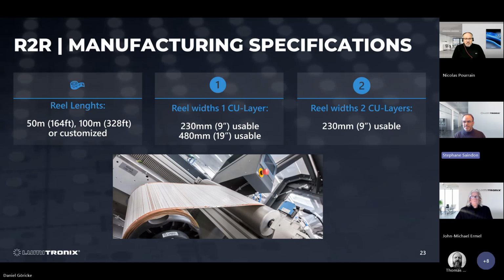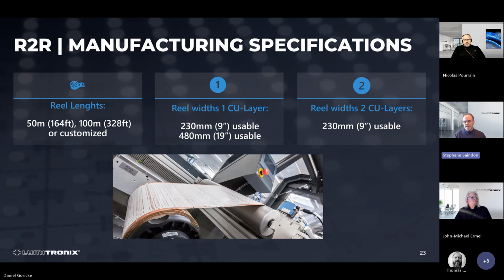A bit more on the basic specification, so you have an idea of what we're talking about when we discuss your project. As Nicolas mentioned, we use a very long flexible PCB on what we call internally a drum. This drum is usually 50 meters long, but could be 100 meters, could be customized. The width of that PCB is typically 250 millimeters or 500 millimeters.